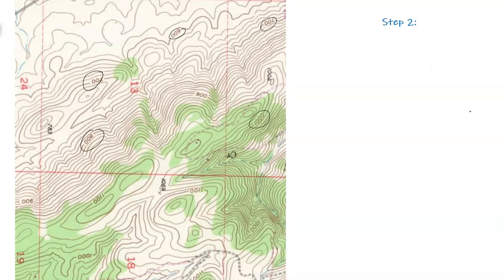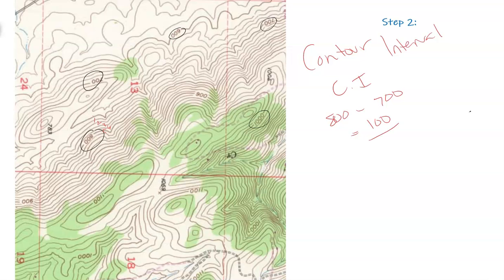So step 2 is the contour interval, or the CI. So the CI, again, we have 700, 800, and I counted 1, 2, 3, 4, and 5. So again, we've got 800, I'm using as a contour index line, 700, which equals 100. There are 5 contour lines between the indexes, so 100 divided by 5 equals 20. So our contour interval for this map is 20.